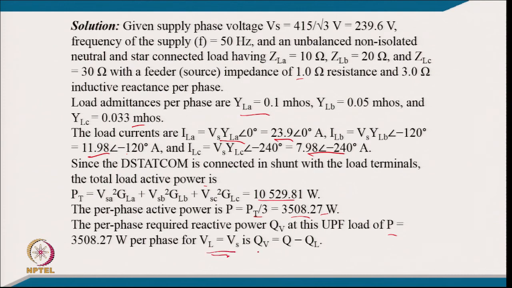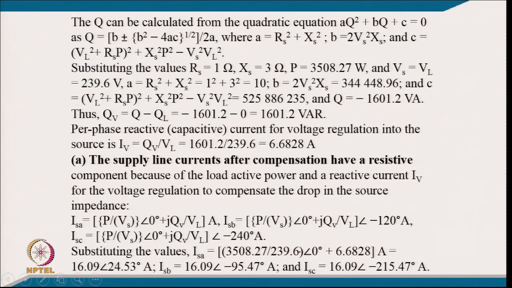The per phase required reactive power for this load, for the given power and with the same load voltage equal to the source voltage for voltage regulation, is Q minus QL. So, this is the voltage regulation, and this is the load power. We can find from this quadratic equation the Q required for voltage regulation. Putting in the values of all these elements and solving, we get Q equal to 1601.2 VAR, and QL is 0 here, so it comes the same.